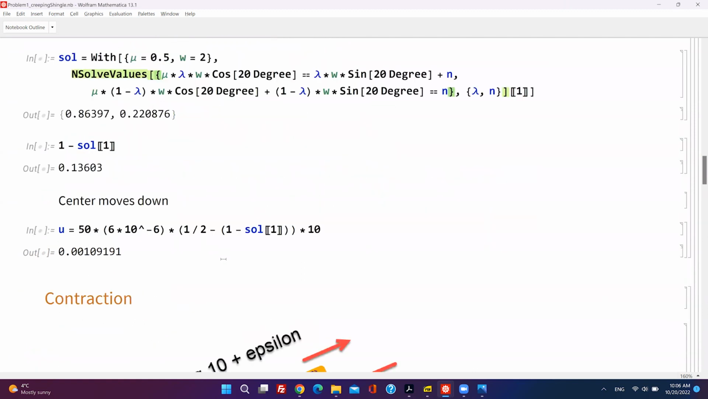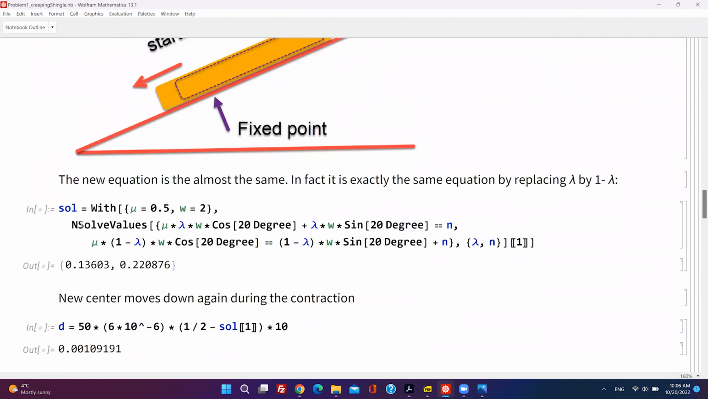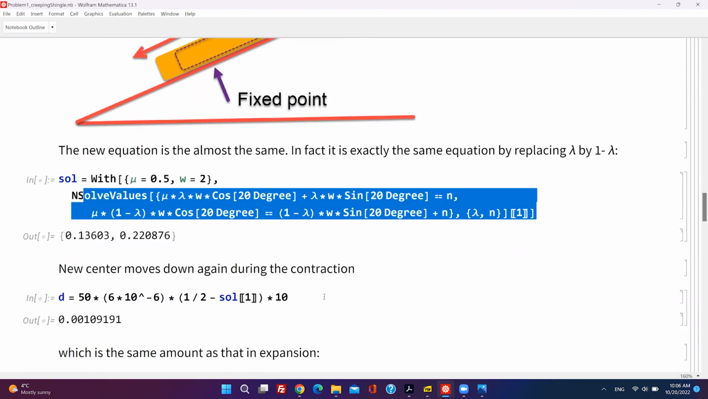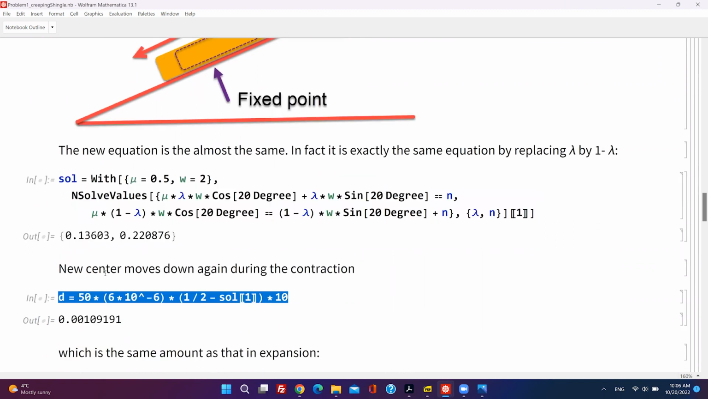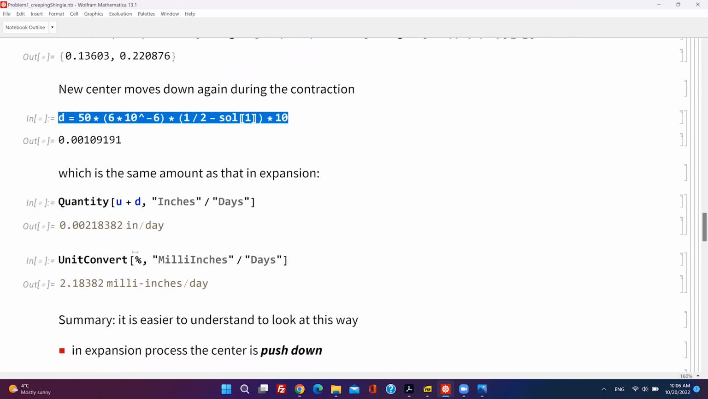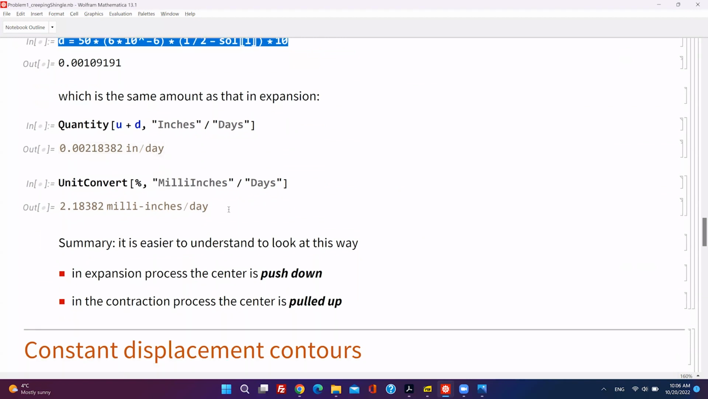So you can just compute that again, and you will have basically the same result just by replacing lambda with 1 minus lambda. And then you compute the entire expansion just by computing how the midpoint shifted away from the fixed point. You do that twice, and eventually you will have the result. So this is just a very quick sketch of the entire analysis of this problem.